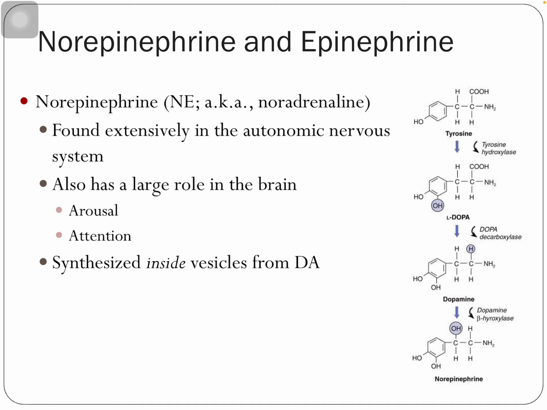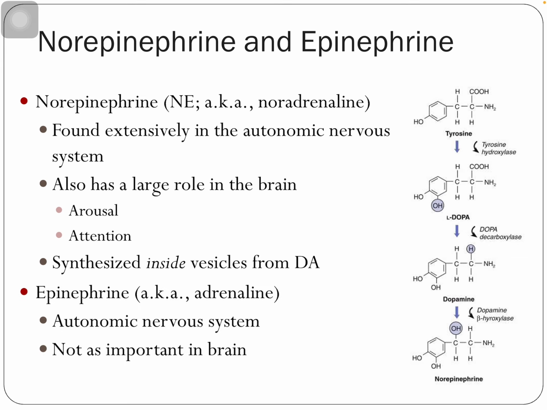So let's talk about norepinephrine and epinephrine. So norepinephrine is also known as noradrenaline. It's the same exact chemical sequence. It's just a different word for it. And when we talk about epinephrine, epinephrine is also known as adrenaline. Again, epinephrine and adrenaline are the same thing. Norepinephrine and noradrenaline are the same thing.